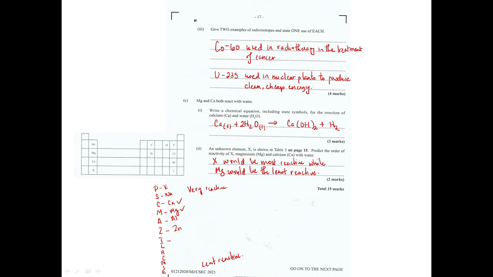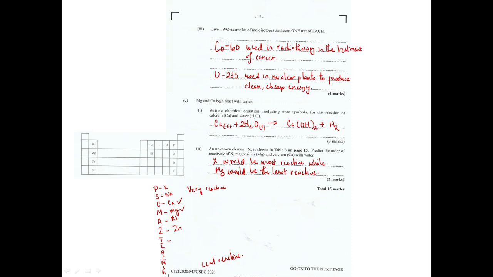Now they say give 2 examples of radioisotopes and state 1 use of each. So you are expected to know some radioisotopes and their uses, and one of them is cobalt-60, which is used in radiotherapy in the treatment of cancer. And uranium-235 is used in nuclear plants to produce clean, cheap energy.